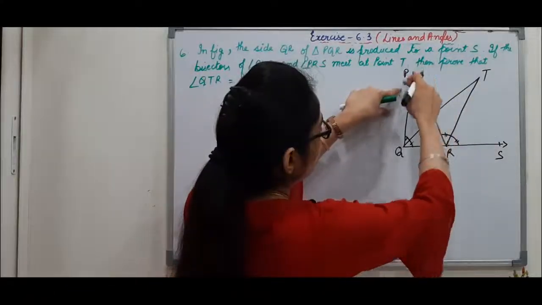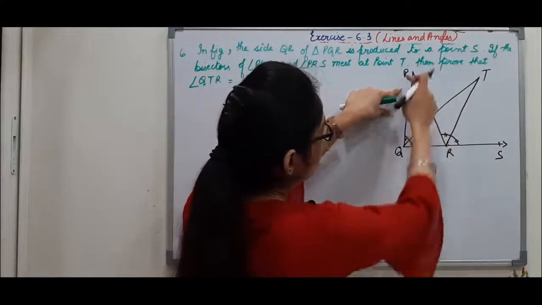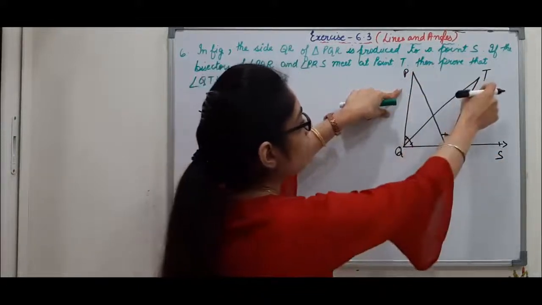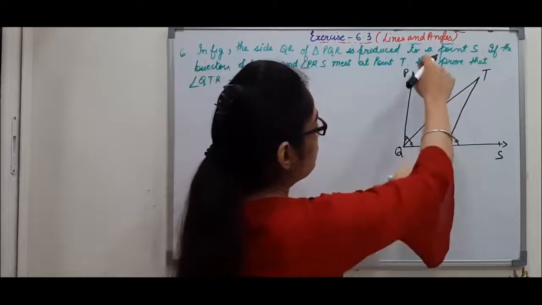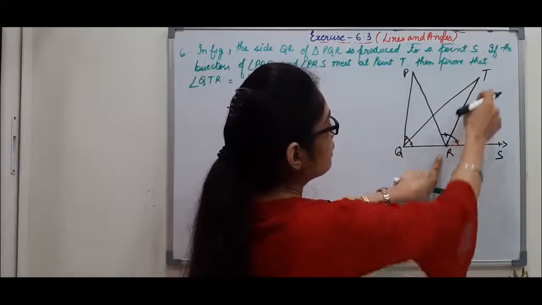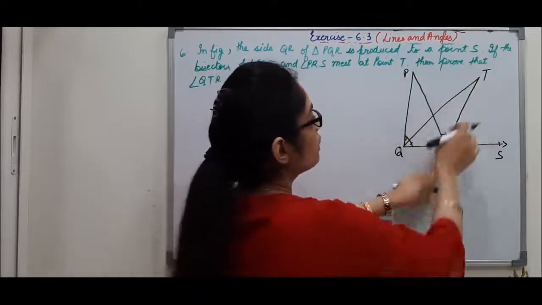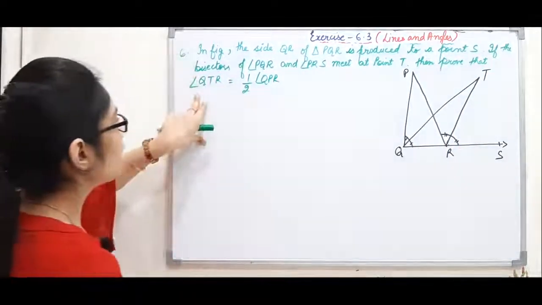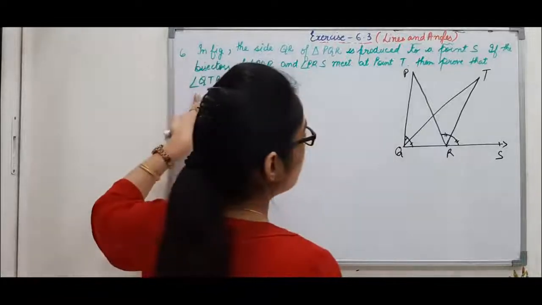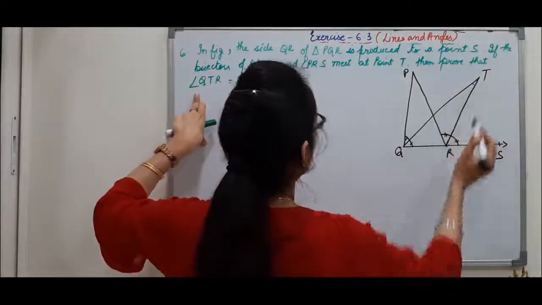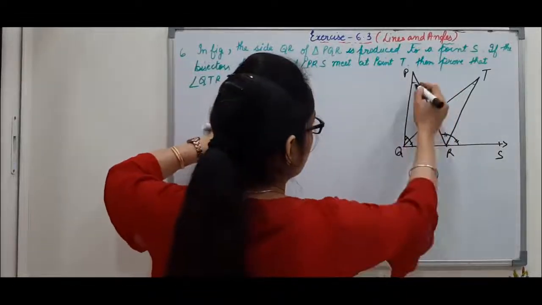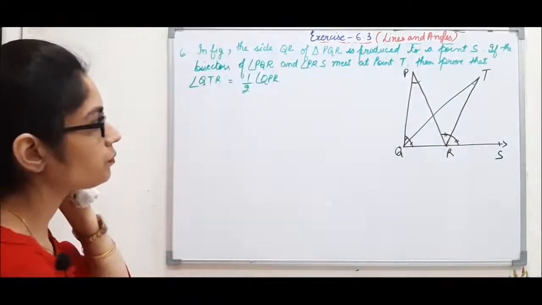See, this angle PQR or PQS is bisected by QT, and PRS is bisected by TR, and both of these lines are meeting at point T. So we have to prove that angle QTR, this angle, is equal to half of angle QPR, this one. So this thing we have to prove.